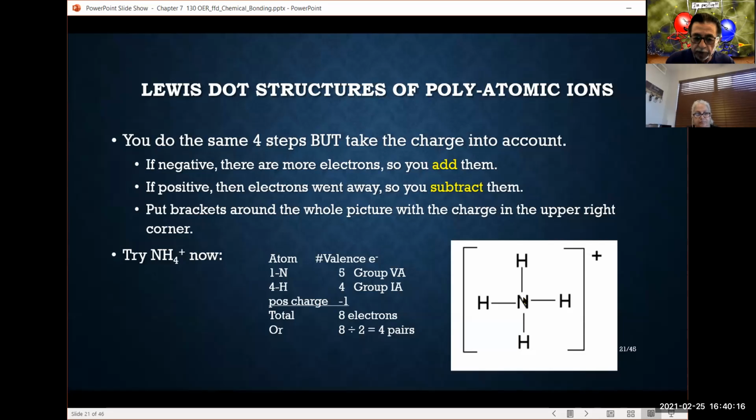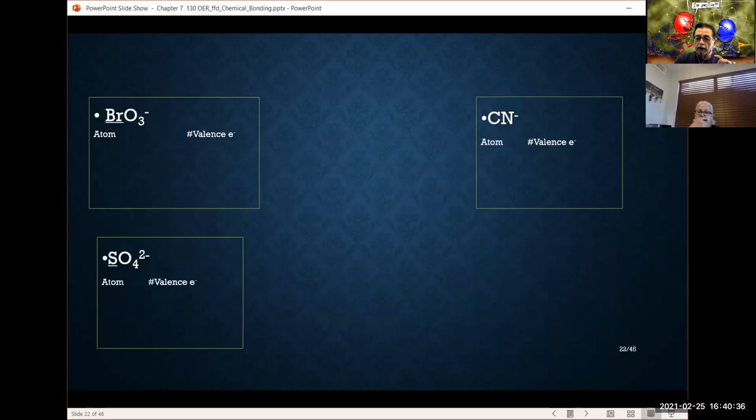Okay, so that's how we do the Lewis dot structure for polyatomic ions. No different from the other non-ions, except 2 things. 1, we either add or subtract electrons depending on the charge, and then we put a bracket around the structure with the charge in the top right. Okay.